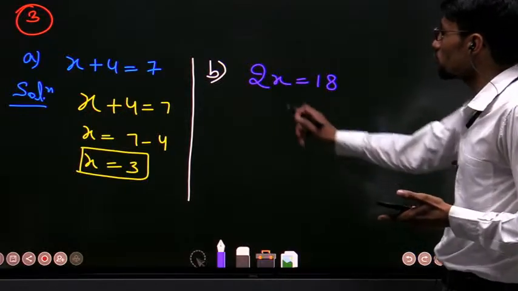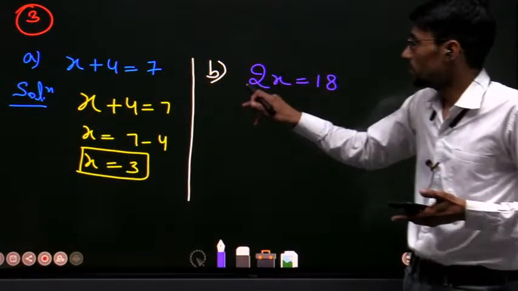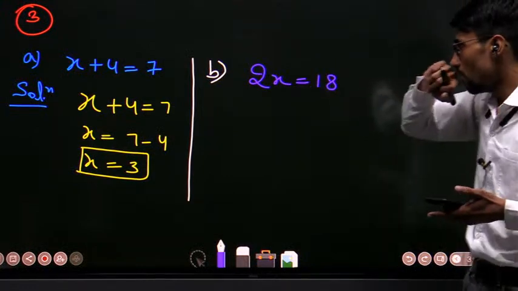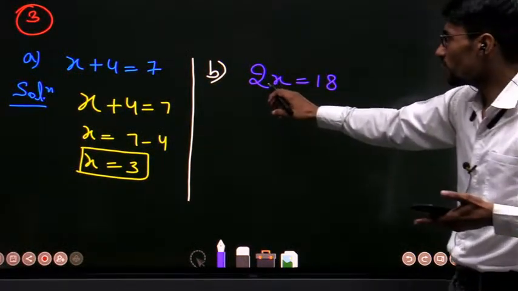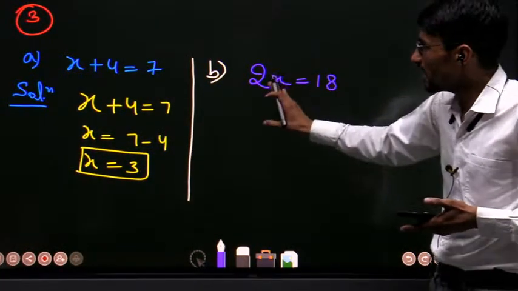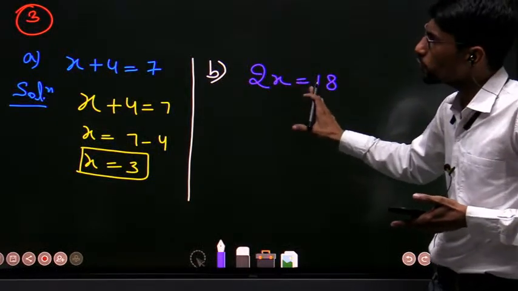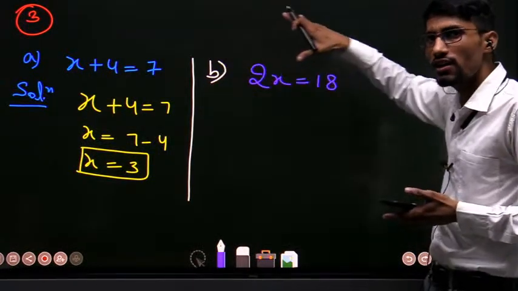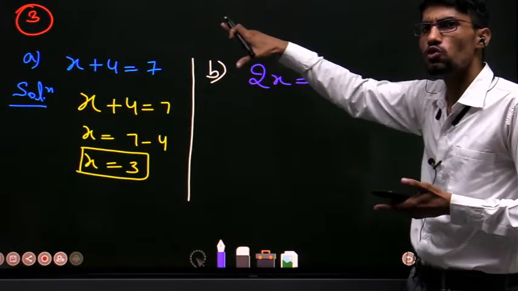Okay, now see question number three, B1 part. What is written here? 2x equals 18. Again, in that one question, what do we have to do? The question is asking us to find the value of x. We have to solve the equation.